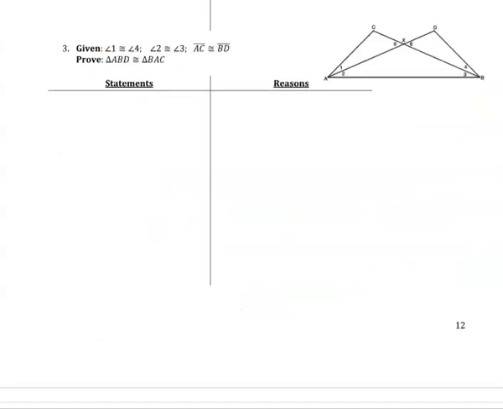All right, moving on to proof number 3. So I'm giving you that angle 1 is congruent to angle 4, and angle 2 is congruent to angle 3. Also telling you AC is congruent to BD. And I want to prove that ABD, so that's this triangle right here, is congruent to BAC, which is this triangle right here.